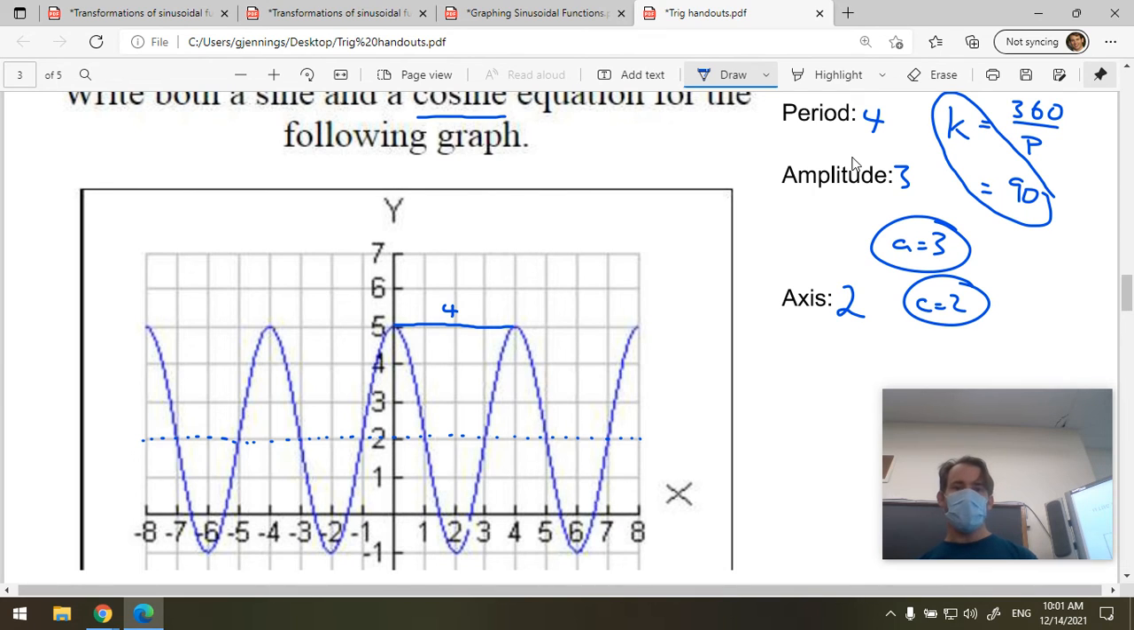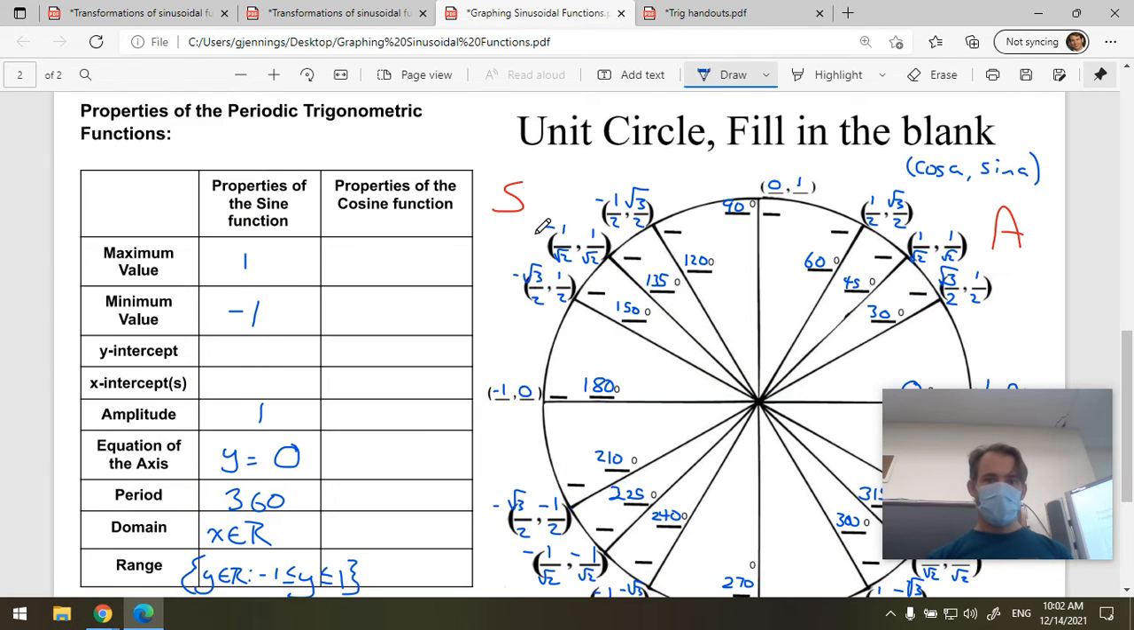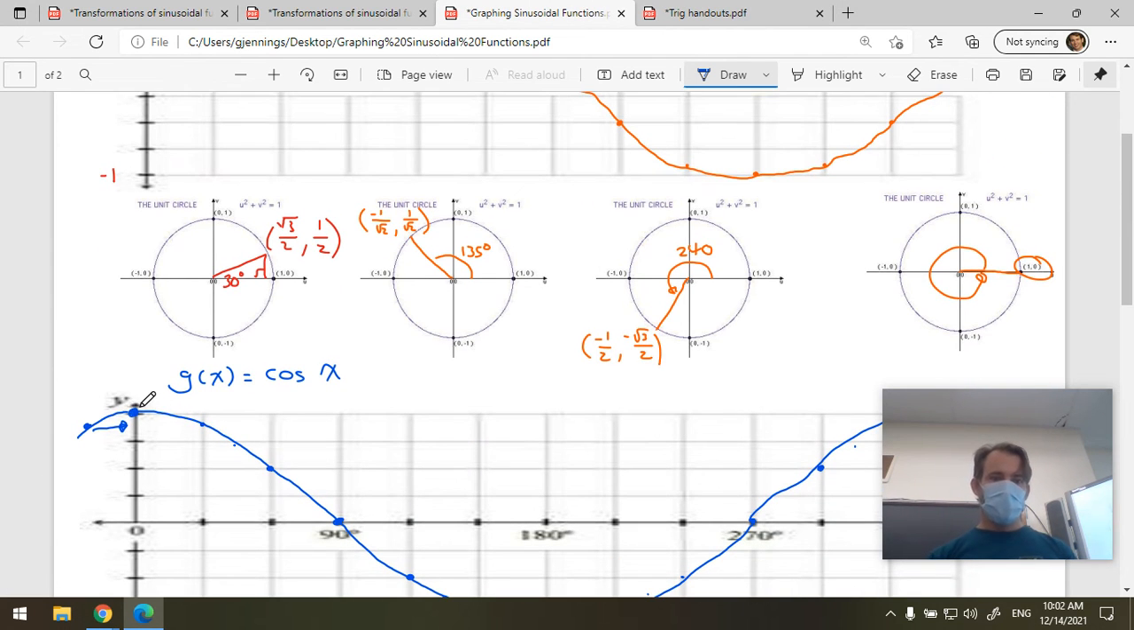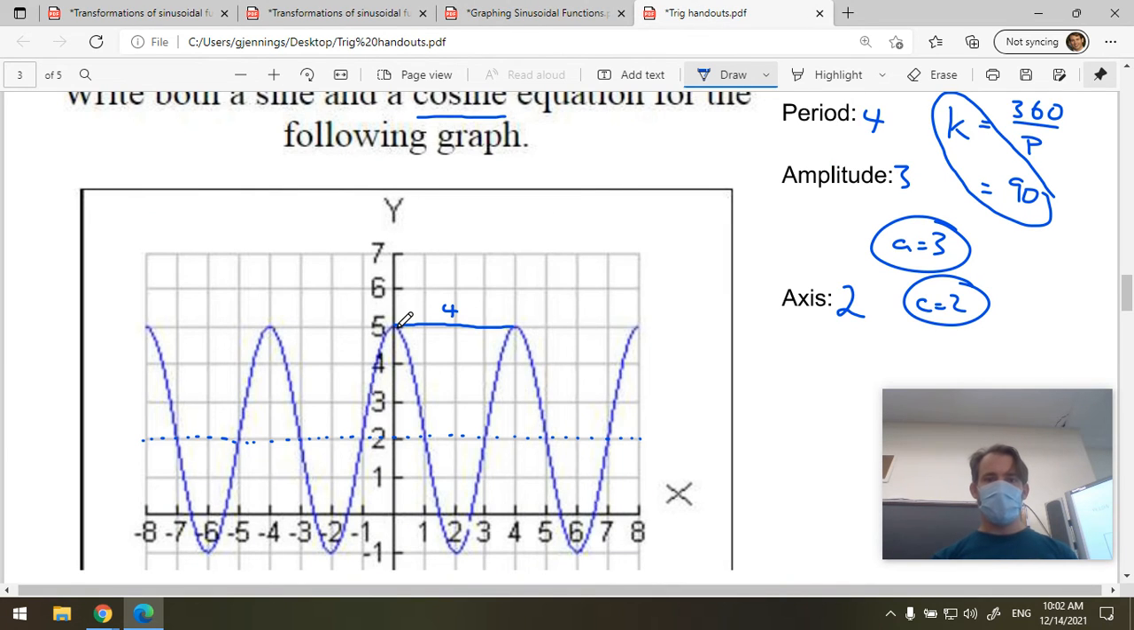If we're looking at cosine, how much has that been shifted to the left or right if we're cosine? If we take a look at our cosine function here, it seems to have a y-intercept that's already its maximum. This function here has a y-intercept that's also its maximum. So has it been shifted to the left or right? No. So d is just 0.